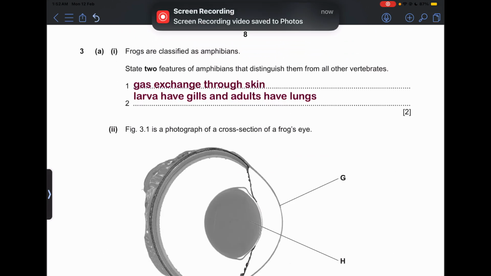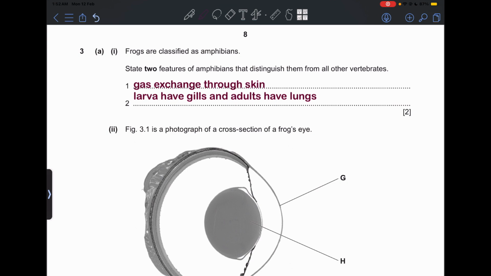3a, frogs are classified as amphibians. State two features of amphibians that distinguish them from all other vertebrates. You can say that there is gas exchange through the skin. Larvae have gills and adults have lungs.